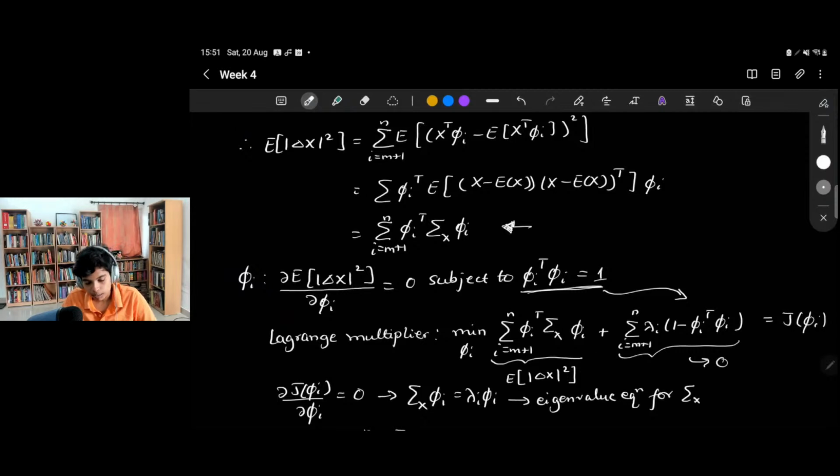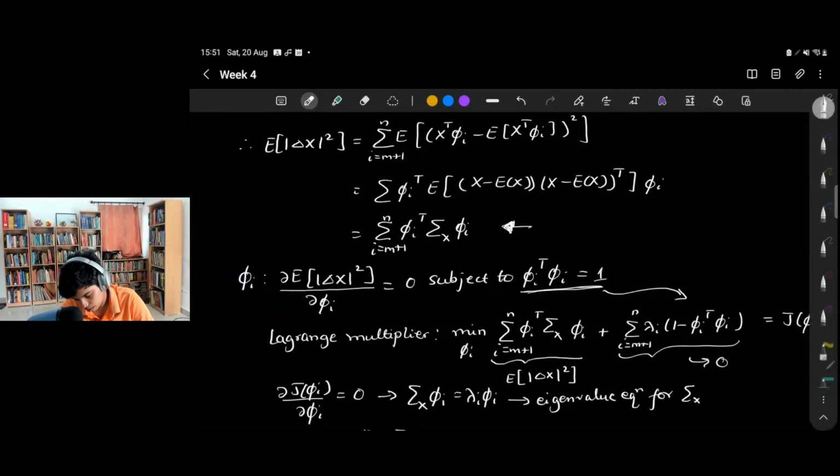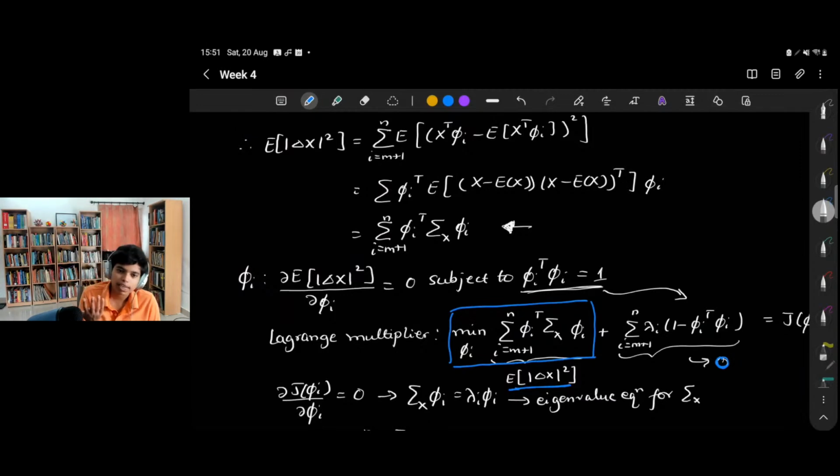Okay, so this is your error. This phi I transpose sigma phi I. So this term right here, let me highlight it maybe, this term right here is your error term. And to that you are adding something which is 0. So you can always add 0 to anything, right? Error plus 0 is the same thing as error.